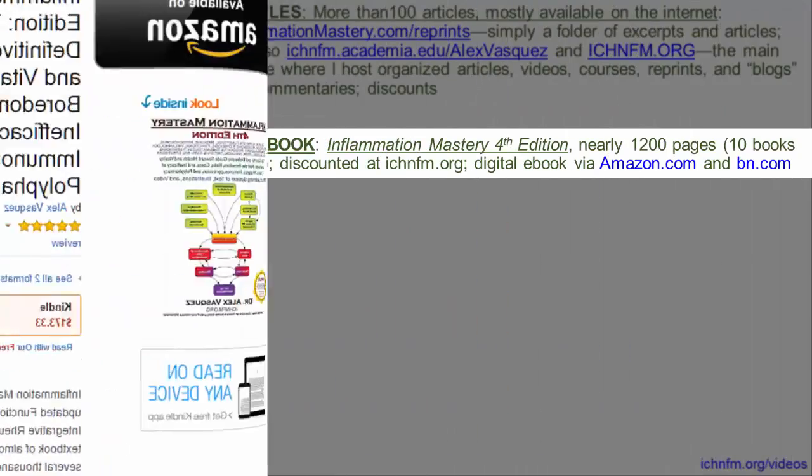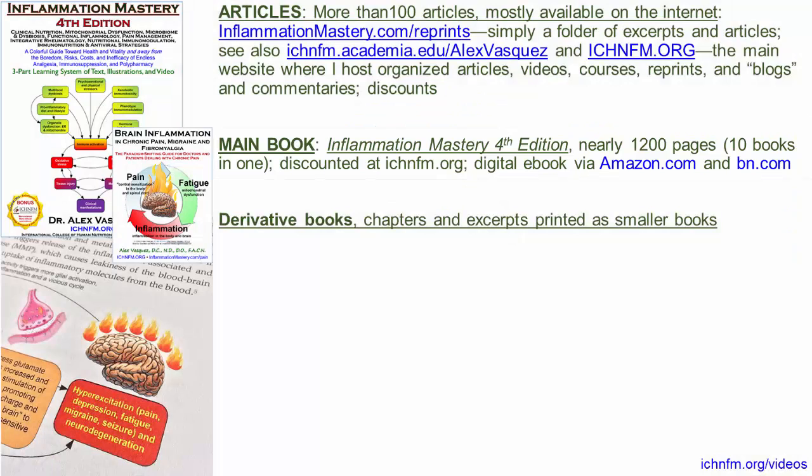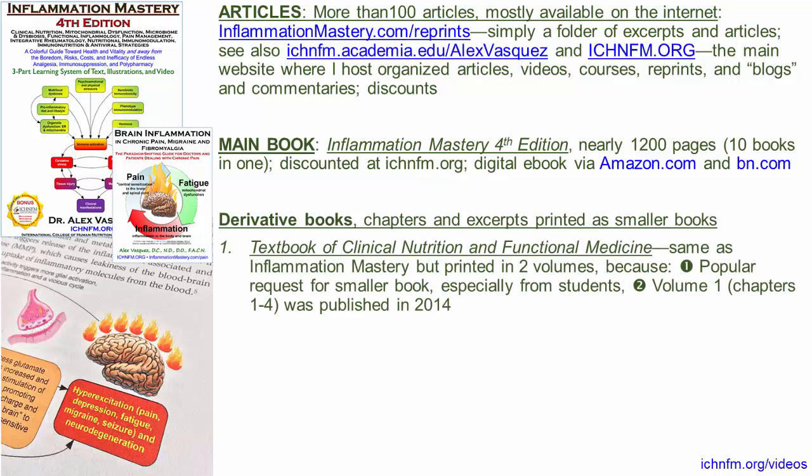Again, the main book, Inflammation Mastery, has also been published in smaller pieces, we might say, or smaller excerpts. These include Textbook of Clinical Nutrition and Functional Medicine, and again, by popular request from students, I was asked to divide the work, Inflammation Mastery, into 2 volumes, so the students wouldn't have to carry such a heavy book, and also because Volume 1 had originally been published in 2014.